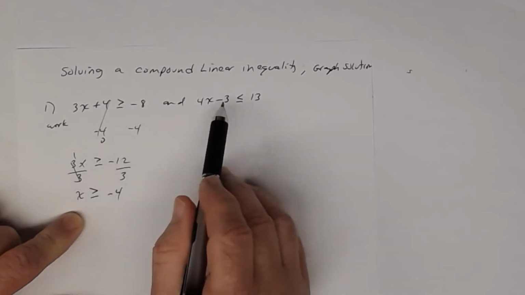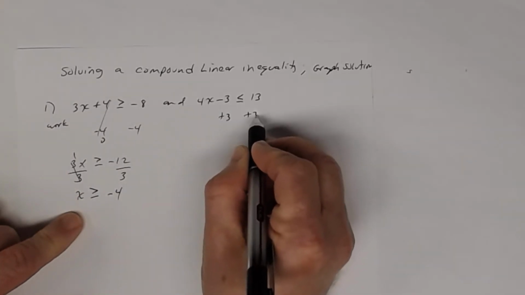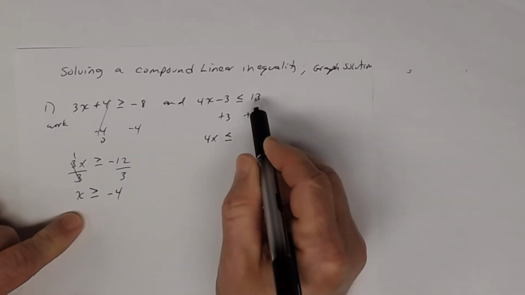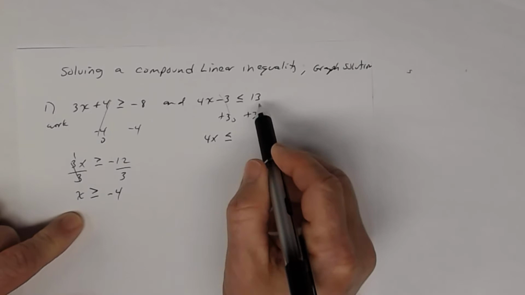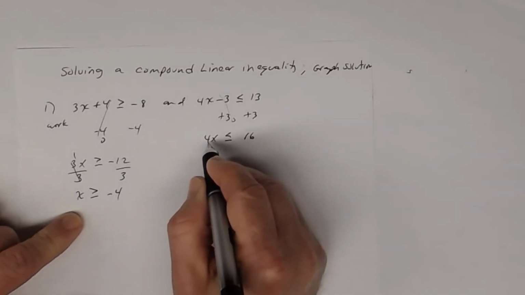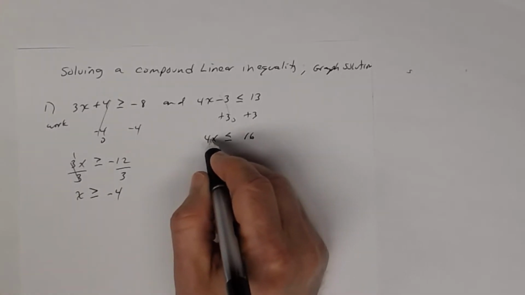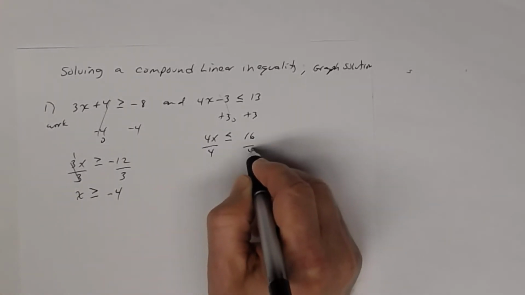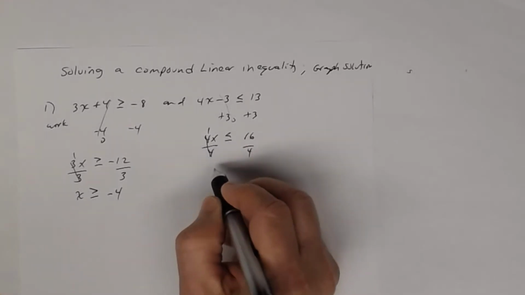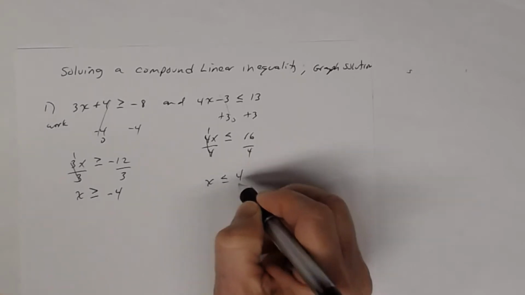Now let's solve this one. For this one, I'm going to add 3 to both sides, and so I get 4x is less than or equal to, these add up to 0, 13 plus 3 is 16. To get x by itself, the coefficient of x is 4, so remember this reads 4 times x. The opposite of multiplication is division, so I'm going to divide both sides by 4. When I do that, 4 divided by 4 is 1, 1 times x is less than or equal to, and then 16 divided by 4 is 4.